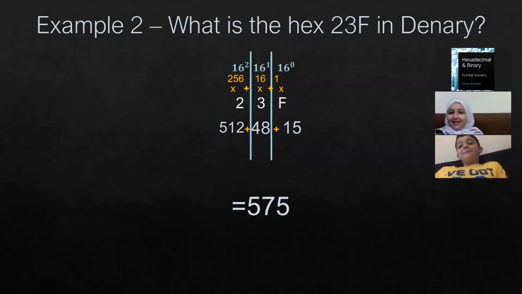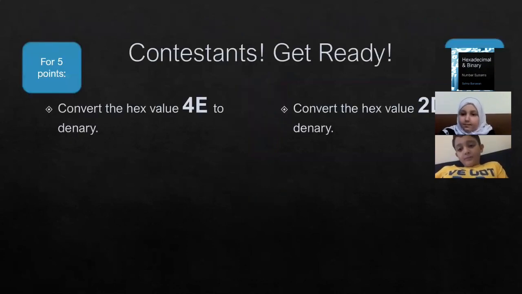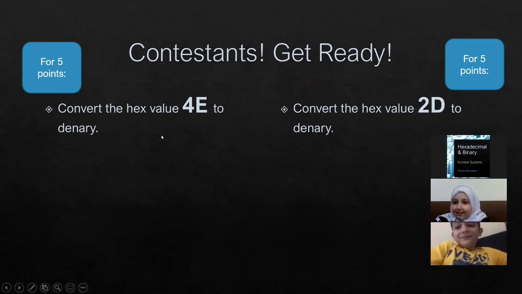Now we've done 2 examples. We saw that 5a is equal to 90, and we saw that 23f is equal to 575. So now we have the real questions of today's round. Contestants, get ready. I need you to tell me what's 4e in Denary and 2d in Denary. All right, solve them both. Each of these are 5 points.